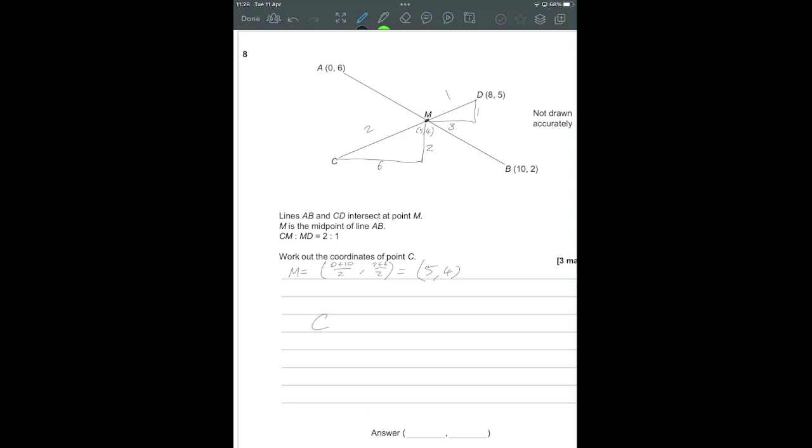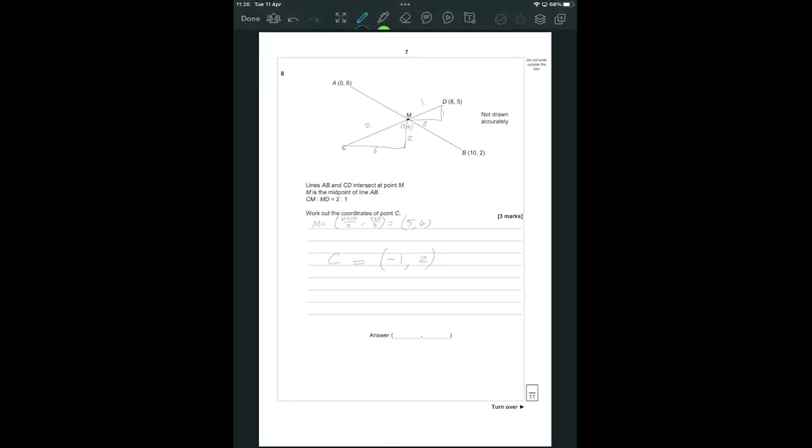So C has taken 6 steps back in the x, so that gets us to -1. It's taken 2 steps down from 4 to get us to 2. Nice way of visually seeing that ratio in action.